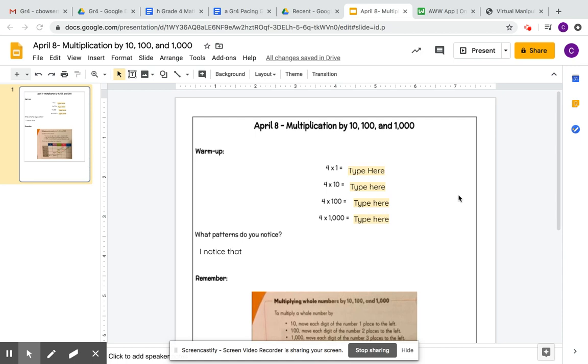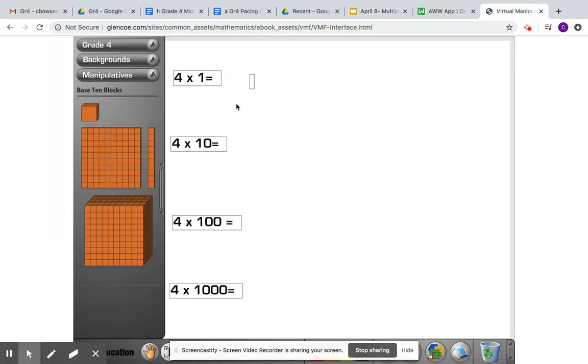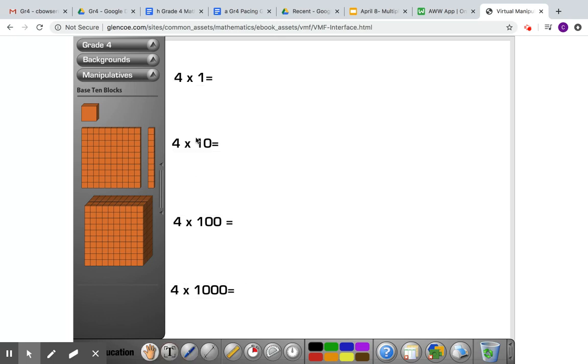Okay, April 8th. Multiplication by 10, 100, and 1,000. Warm up. I'm going to move to a different screen so we can use some manipulatives, but I just copied the problems here so we can go through them with some base 10s blocks. So the first question says, 4 times 1. So 4 times 1 is also the same thing as 4 ones.